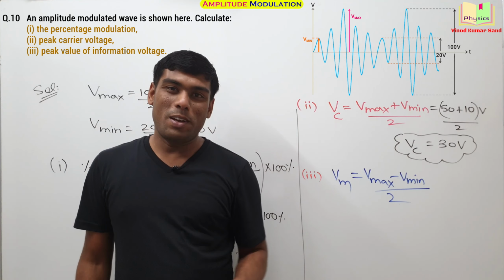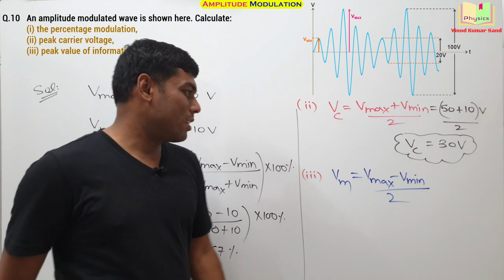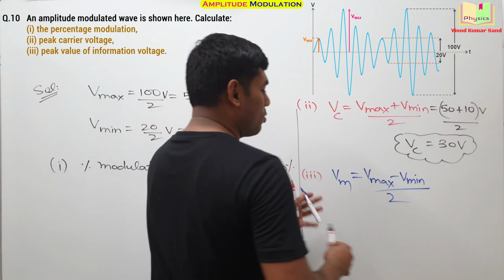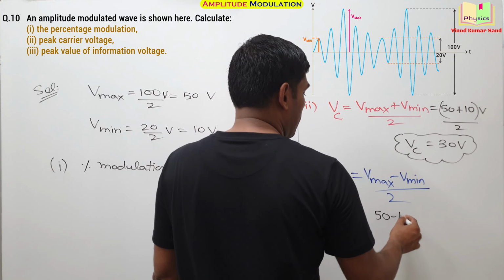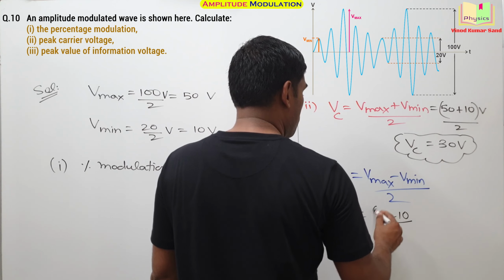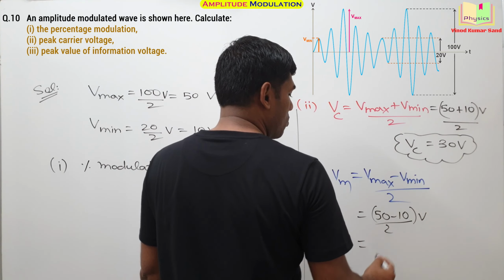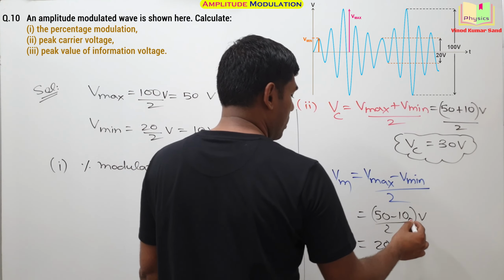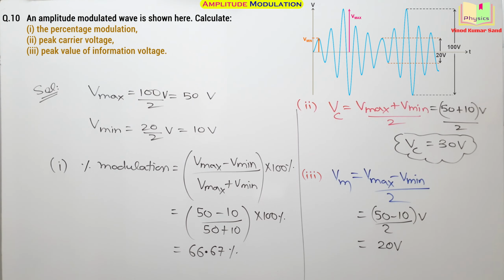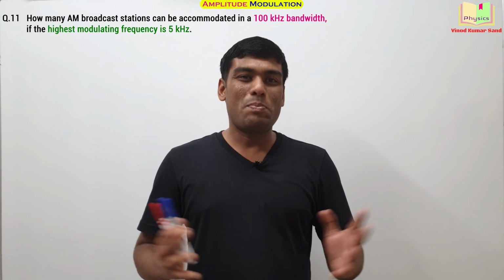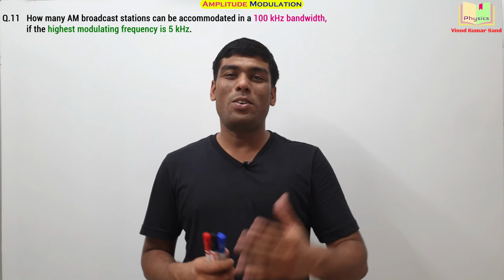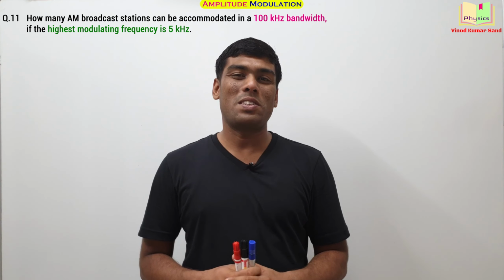These things we have seen in the derivation, if you remember. So now I am feeding up the values only. 50 minus 10 divided by 2. So this answer comes out to be 20 volt. You can note it down, then we'll be taking up the next question. Another simple question, and you can orally answer it. Calculation is simple.